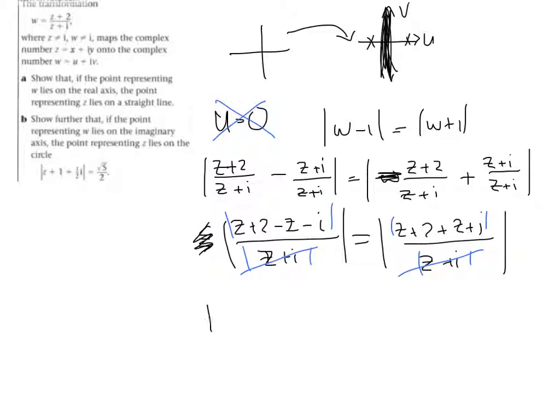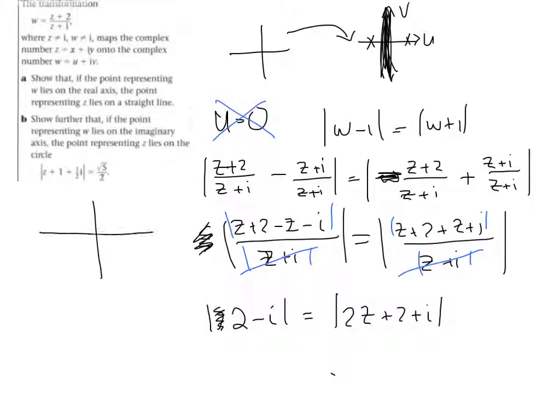That gives us |2 − i| equals, what have we got here? |2z + 2 + i|. Okay, well, 2 minus i, where does that live on an Argand diagram? 2 across, 1 down. What's this distance here, this modulus? So that's 2 squared plus 1 squared, rooted, √5. Yay, we've got our root 5. That's a good sign. So this is √5.